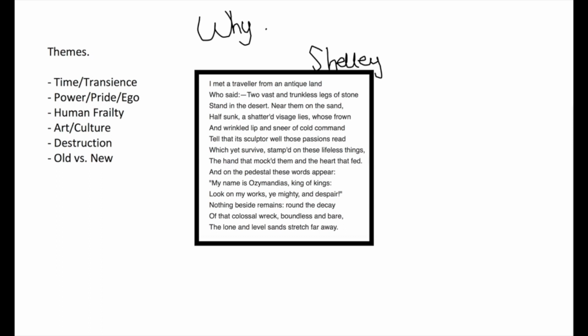So let's look at the themes of Ozymandias. So we've got time and transience. Transience basically means the passing of time. And if you read Ozymandias through, you can see that there's a heavy focus on the way that time passes by and what that means for Ozymandias himself.